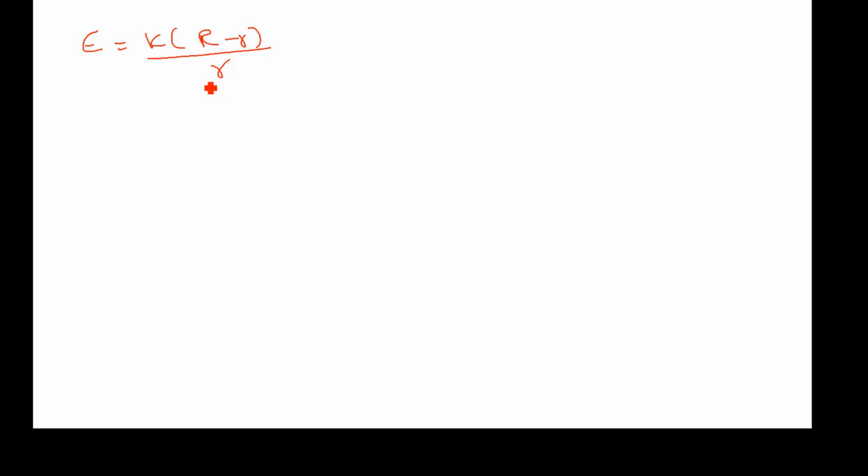Since the material behaves elastically, we are going to apply Hooke's law here. By Hooke's law, we can say that stress is equal to E into epsilon. So we can say that sigma equals E multiplied by k into (r bar minus r) divided by r.